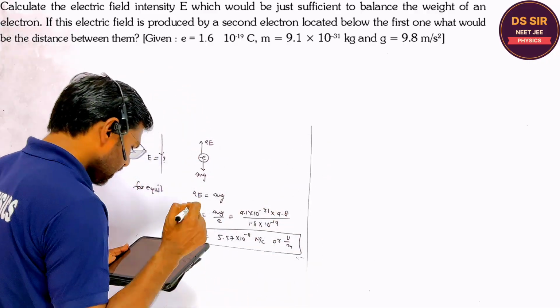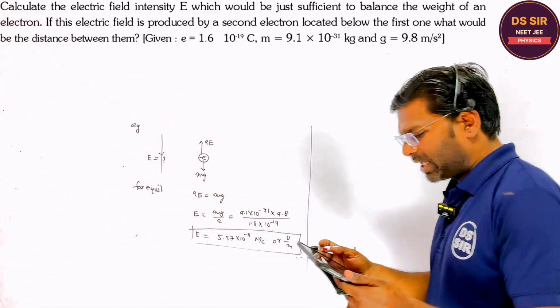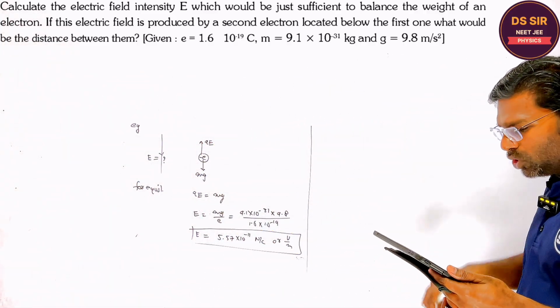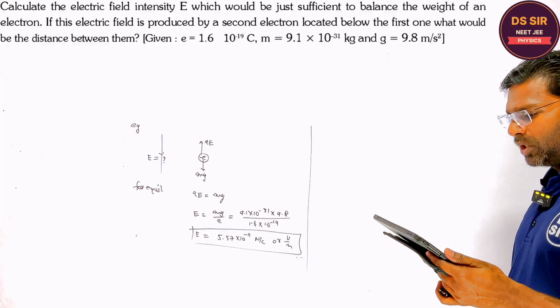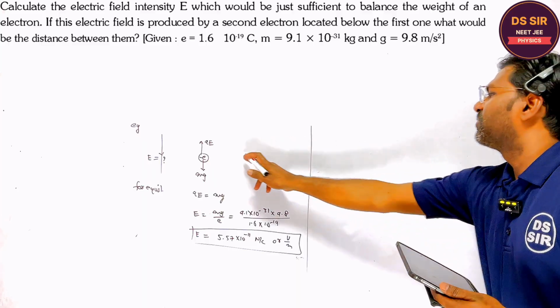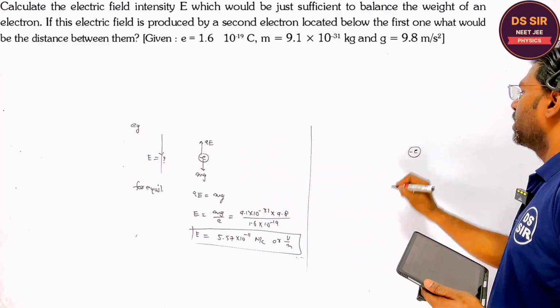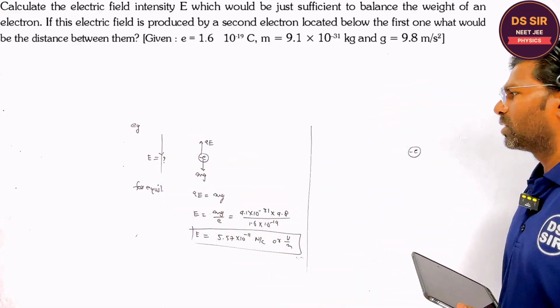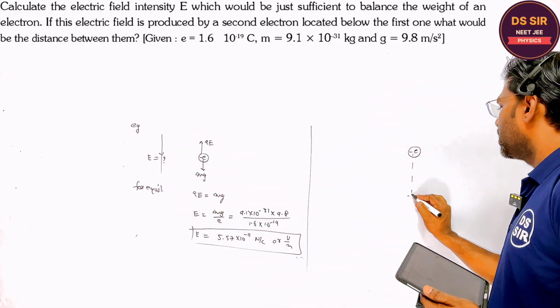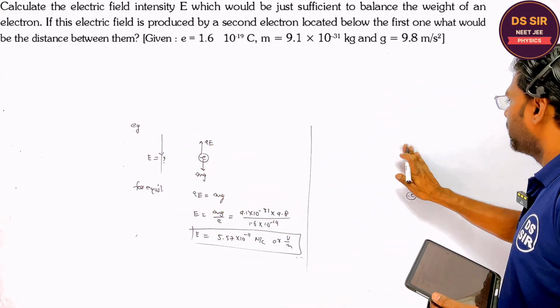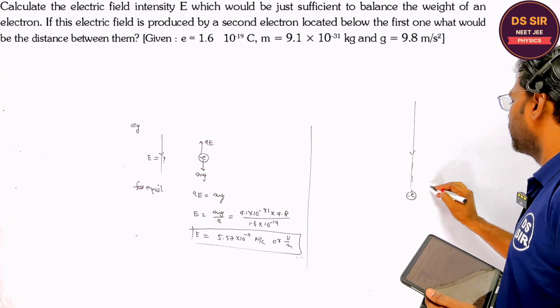Now, in the second part, what they are asking is: if the electric field is produced by a second electron located below the first one, if this is the electron, why is this electric field being produced? Because there is another electron, and because of this electron the electric field is what?